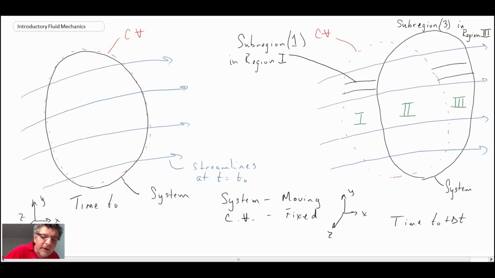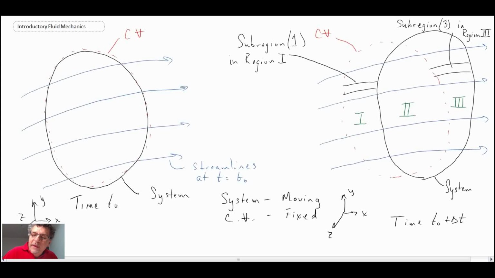And you know what I'm going to do? Let me just clean that up a little bit. These lines should really be parallel to the streamline, so I apologize for that. My artistic abilities are not great. That's a little better, but not great. So anyways, there's region 3 and region 1.